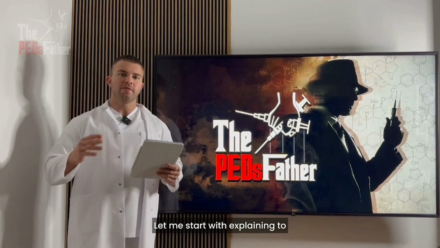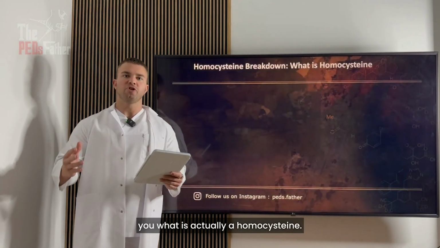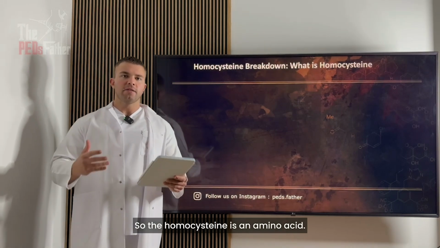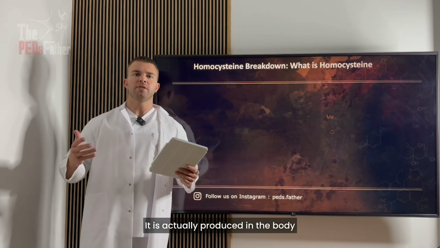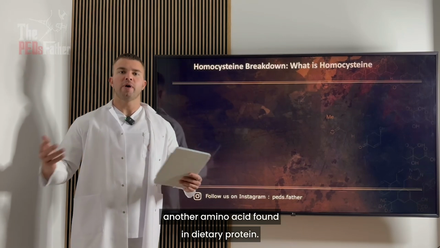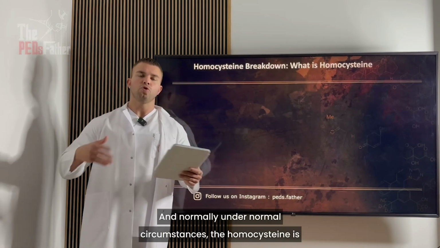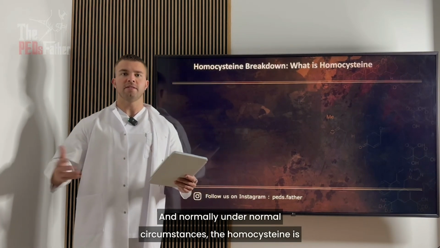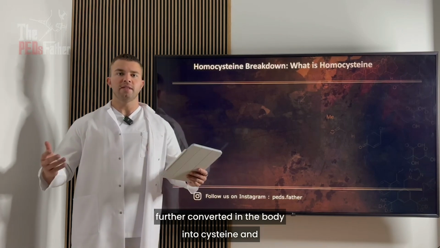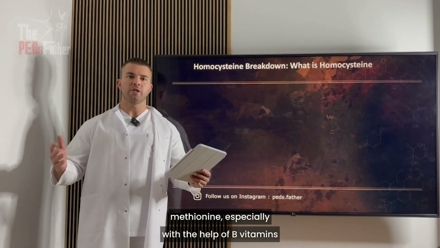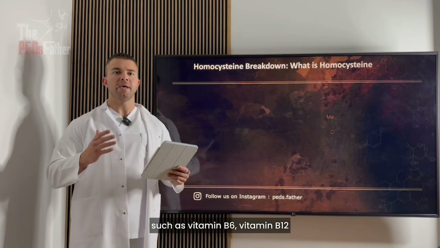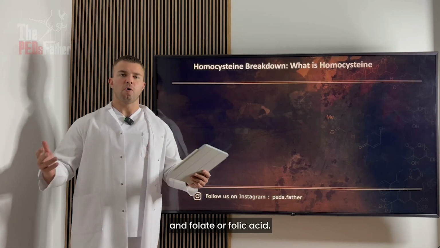Let me start with explaining to you what is actually a homocysteine. So, homocysteine is an amino acid. It is actually produced in the body during the metabolism of methionine, which is another amino acid found in dietary protein, and under normal circumstances, homocysteine is further converted in the body into cysteine and methionine, especially with the help of B vitamins such as vitamin B6, vitamin B12, and folate or folic acid.